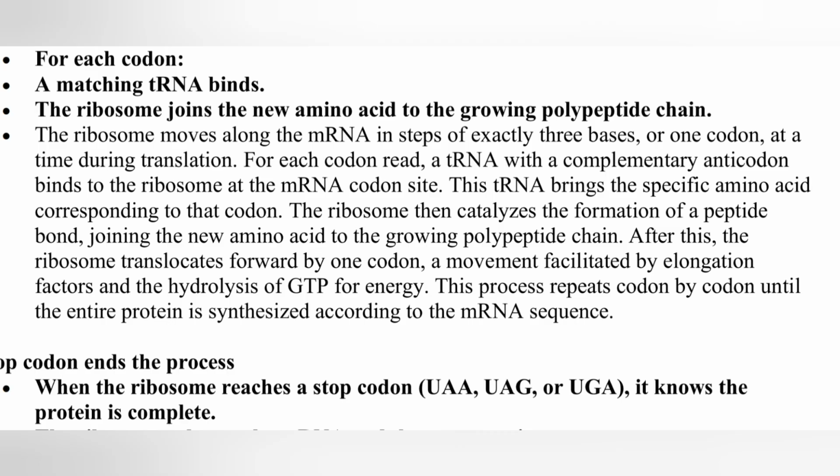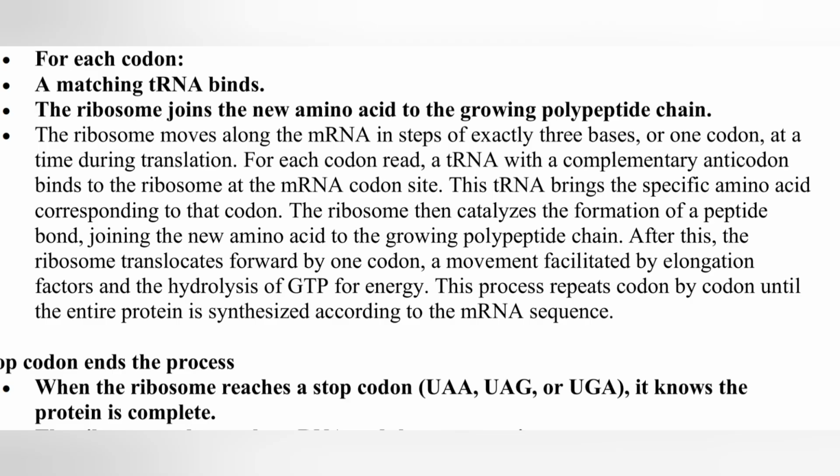After this, the ribosome translocates forward by one codon, a movement facilitated by the elongation factors and the hydrolysis of GTP for energy. This process repeats codon by codon until the entire protein is synthesized according to the messenger RNA sequence. So in the third step, we can say that first the start codon was read, then the next codons that contained the amino acids were bound at the A site.